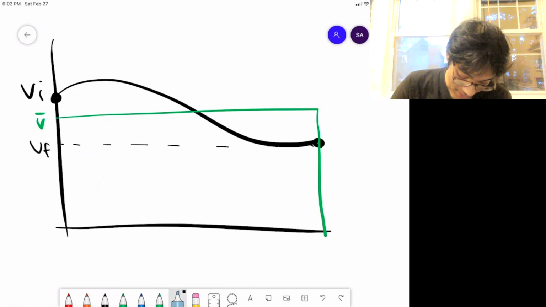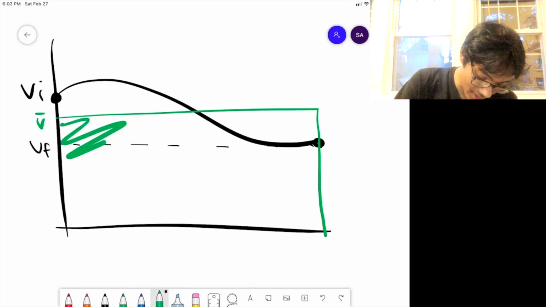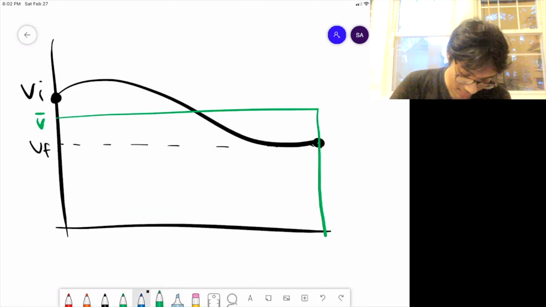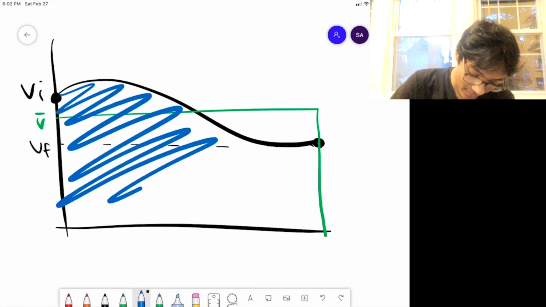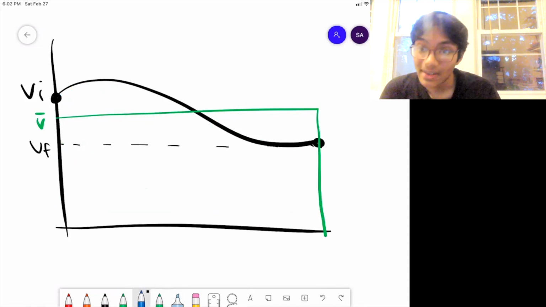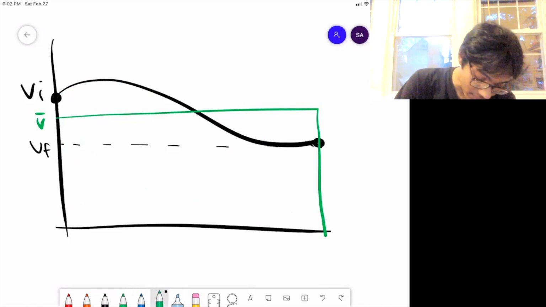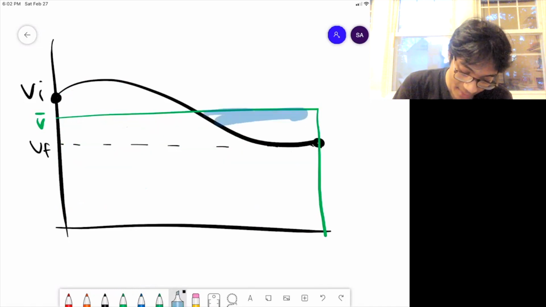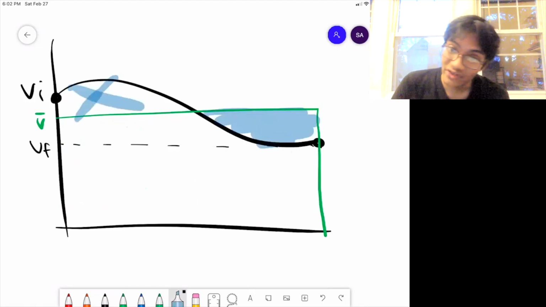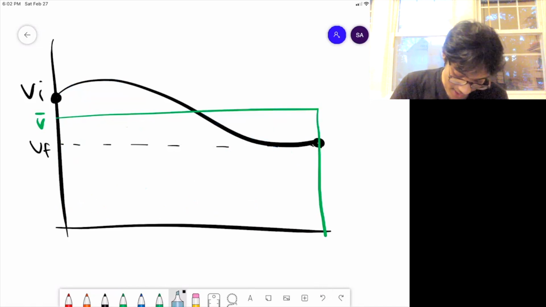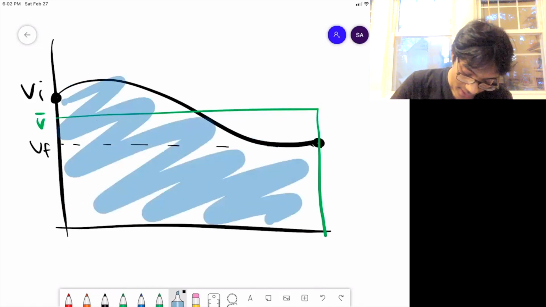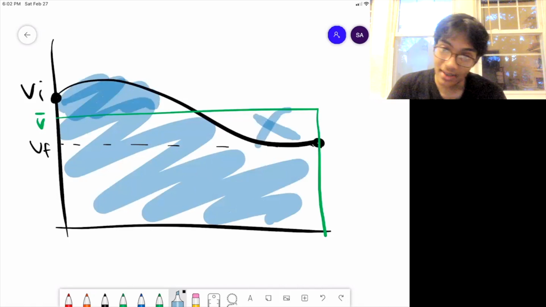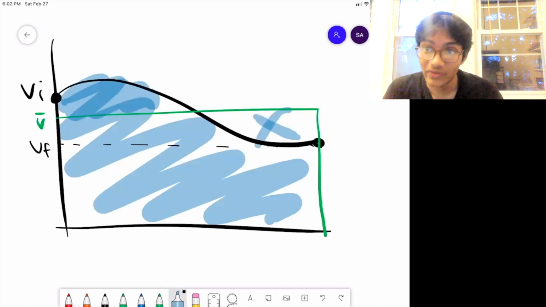So, in other words, the area under this green constant curve is the same as the area under this curve. And you might ask why? Well, check it out. This green constant curve accommodates this, but it misses out on this. Whereas my actual curve accommodates this area, but it misses out on this area. And so at the end of the day, it all evens out.